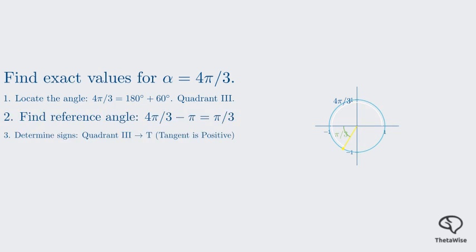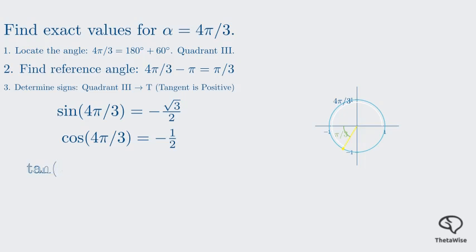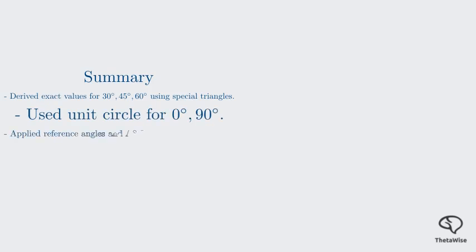Now we apply the ASTC rule for quadrant 3. In the third quadrant, tangent is positive, so sine and cosine must be negative. Therefore, sin 4π/3 is negative root 3 over 2, and cos of 4π/3 is negative 1 over 2. The tangent is sine divided by cosine, which is negative root 3 over 2 divided by negative 1 over 2, giving us positive root 3. Today, we have successfully derived and memorized the exact trigonometric values for key angles. And we've learned how to use reference angles and the ASTC rule to find these values for any angle in any quadrant.